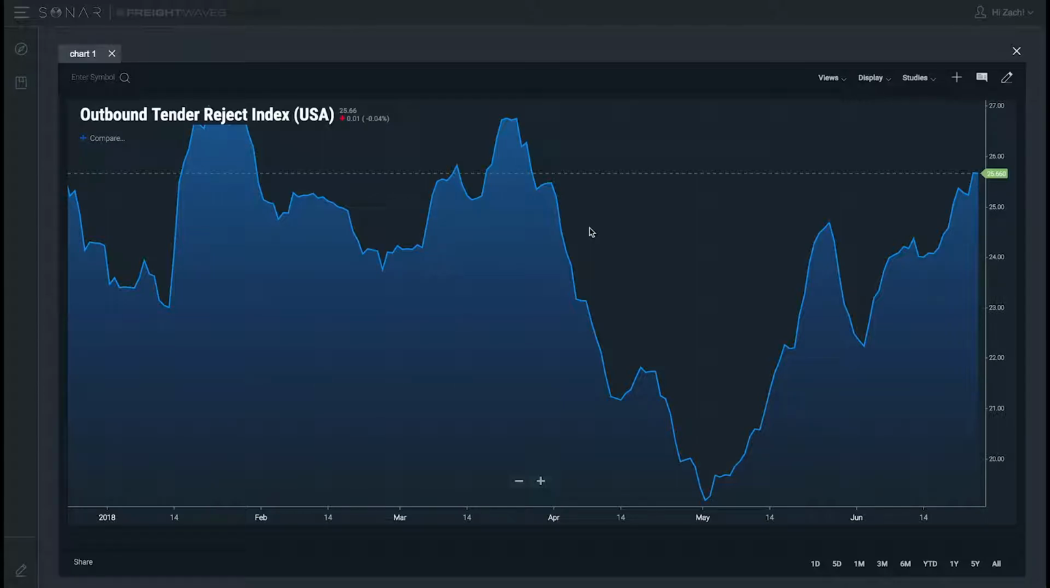So the Tender Rejection Index, what it's saying is the carriers are turning down the shippers' loads that they're sending over. So if a shipper sends over 4 loads and the carrier rejects 2 of them in a particular market, that's a 50% tender rejection rate. And that's what the Tender Rejection Index is telling you: how often, or with what frequency, the shipper is sending over loads and the carriers are rejecting them.